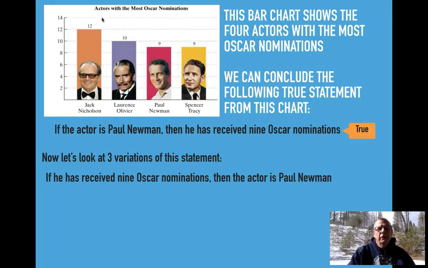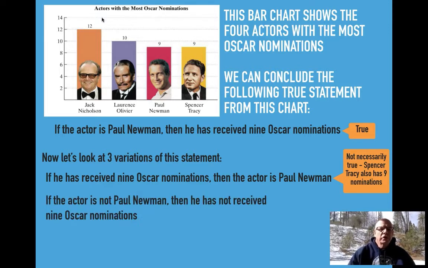The first one is: if he has received 9 Oscar nominations, then the actor is Paul Newman. Well, is that true or not true? No, it's not true, because there are actually 2 of them that have gotten 9 nominations. So this is not necessarily true. It could be Paul Newman, but it could also be Spencer Tracy. And if something is not necessarily true, then it's false.